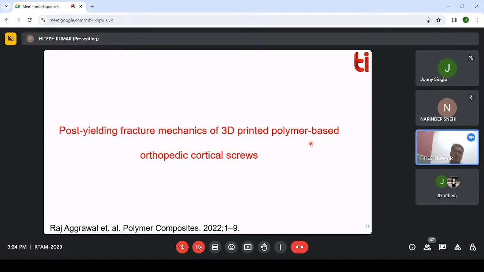Pattern means the manufacturing pattern, like a honeycomb structure, or when we are doing layering with different patterns, such as honeycomb and triangle. If we change these, how is it going to affect the mechanical behavior or microstructure behavior of polymer-based screws? So first, what is a cortical screw? A cortical screw is basically used for biomedical applications to join two different bones.